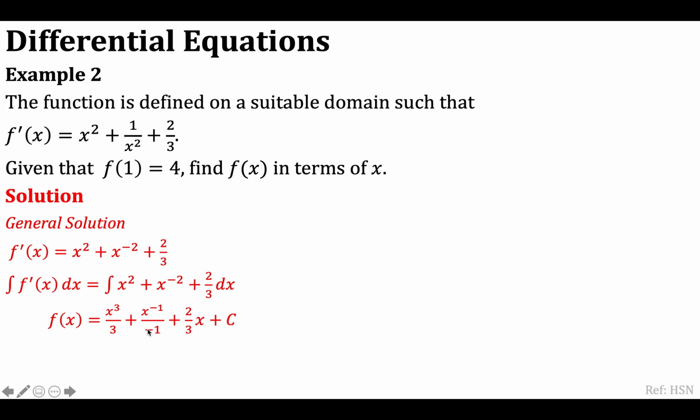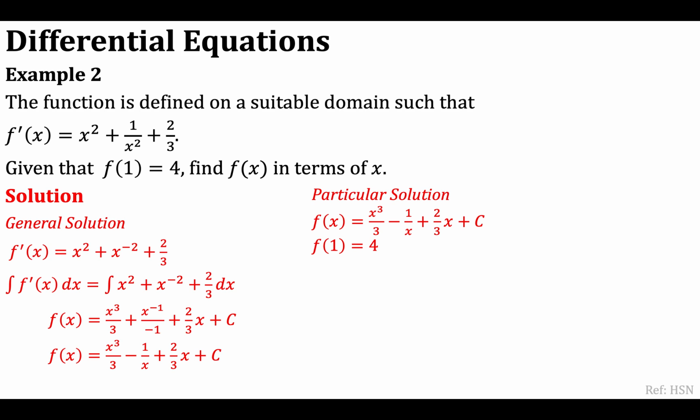Now this term here, x to the negative 1 all over negative 1, I can make that look better by expressing it with positive indices. So that would be the negative of 1 over x. So you can see my general solution here: x cubed over 3 minus 1 over x plus 2/3 x plus c. Now, I would like to gain a particular solution, and this is the information I've been given so far. I've got my general solution here, but I also know that f of 1 is equal to 4.